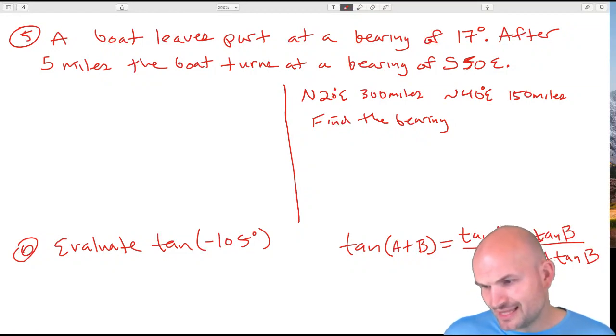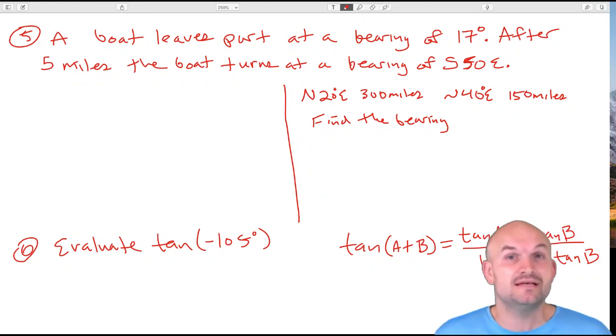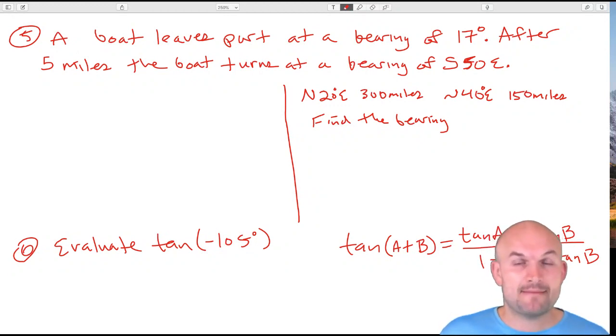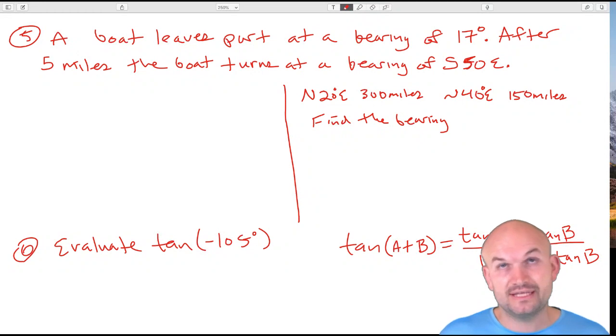How do you know where to shade a linear inequality? Soccer girl asks, how do you know to shade a linear inequality? Use a test point. Plug in any random point that's on the graph that is not on the line. And if that point makes the inequality true, then that is the side of the line that you're going to shade. So use a test point.